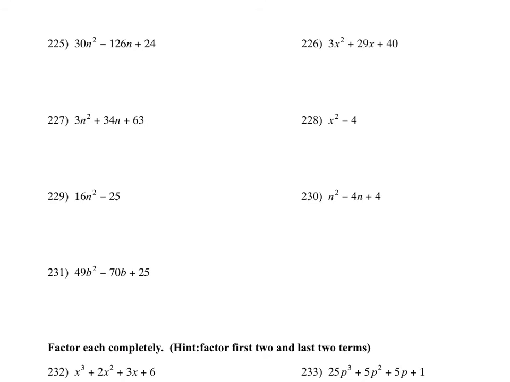So now let's try one where the first term is not a 1. So let's, for example, start off with 225. And I want to start off with 225 because I notice that my terms are all divisible by at least 2 because they're all even. So before I start factoring any trinomial, I always want to factor out whatever I can. So I know there's a 2, so my 2 can come out. I get 15n squared minus 63n plus 12.